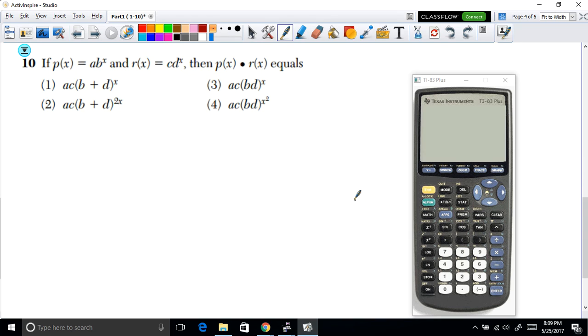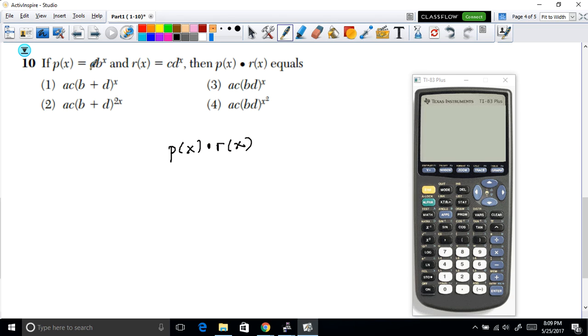Lastly, for this video, we will look at example 10, which says if p of x equals abx and r of x equals cdx, then p of x times r of x is equal to. So pretty much this is saying what happens when you multiply the two functions here. Well, let's take a look. This is what the problem is asking us, p of x times r of x.